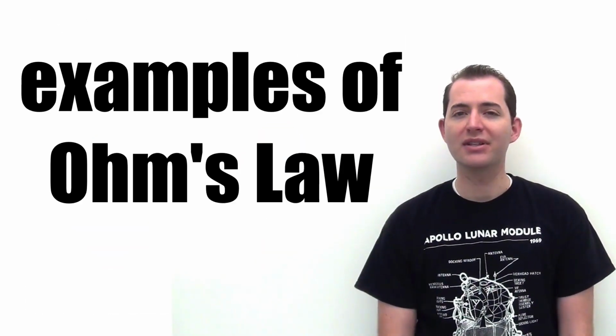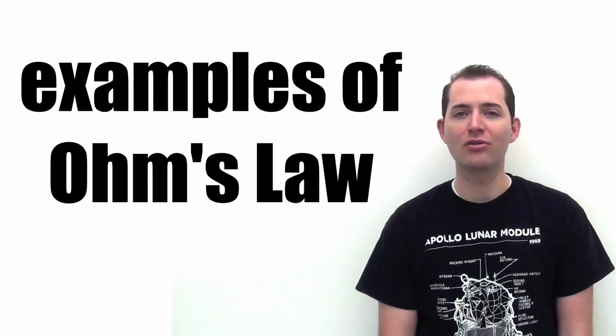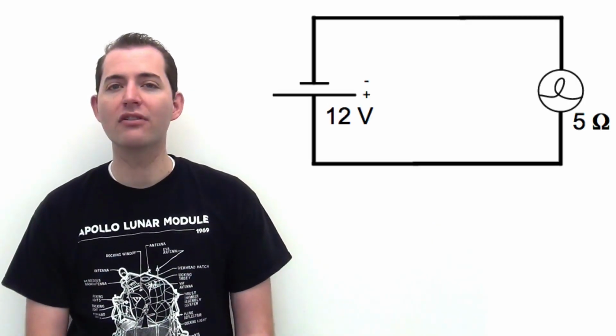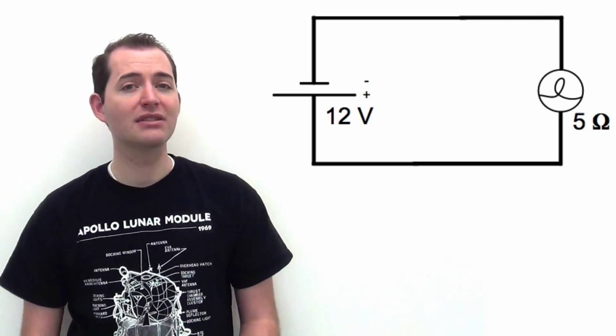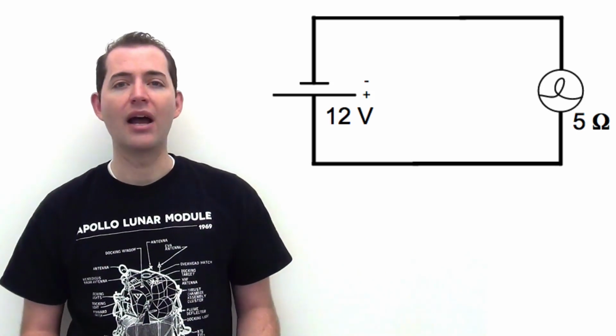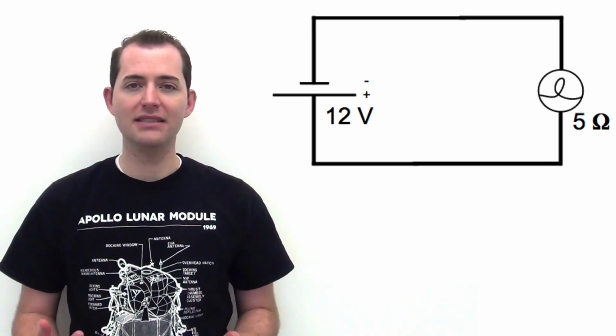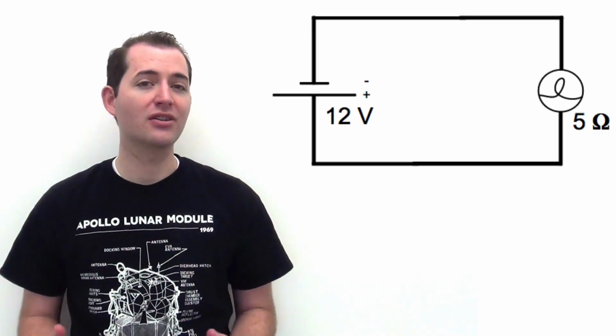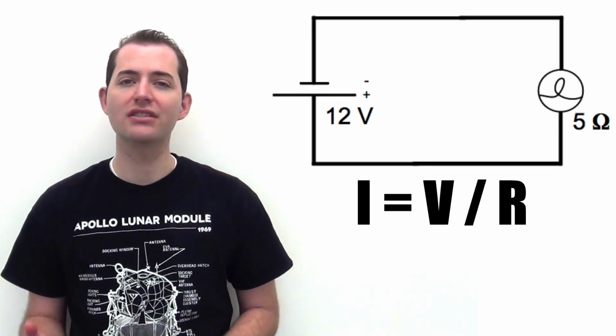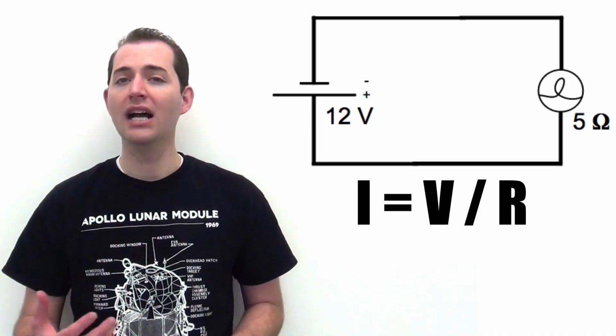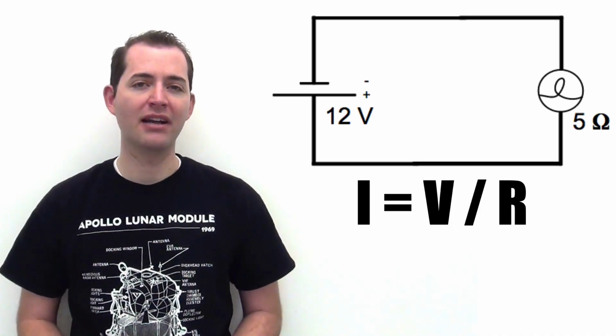Let's take a look at some simple examples of applications of Ohm's law. Let's say we have a circuit that has a potential difference or a voltage of 12 volts and a resistance of 5 ohms. And we want to know what is the current in that circuit. In this situation, we can use the equation of the current being equal to the voltage divided by the resistance, or I equals V divided by R.